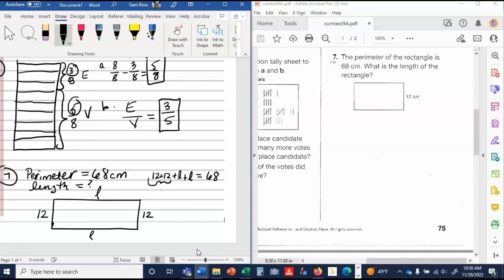Well, I can go ahead and add 12 plus 12. That's 24. 24 plus L plus L is equal to 68. And then to figure out what 2L is, I have to subtract 24. So I get 2L is equal to 68 minus 24, which is 44. Then to solve for L, or length, I'm going to divide by 2, and length is equal to 22. And that is my answer.